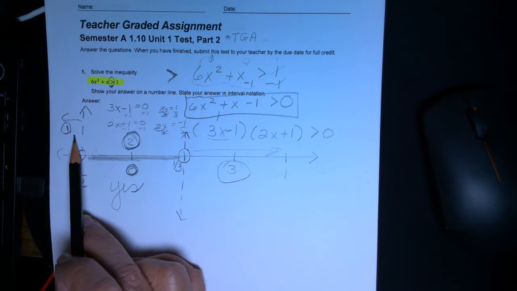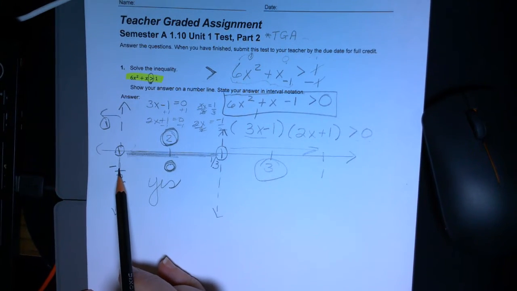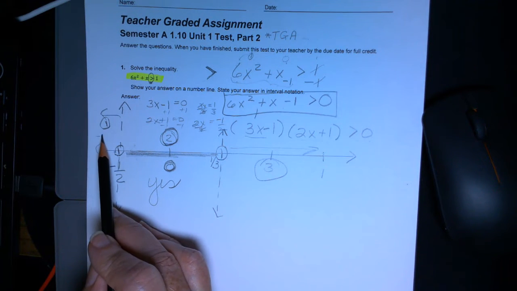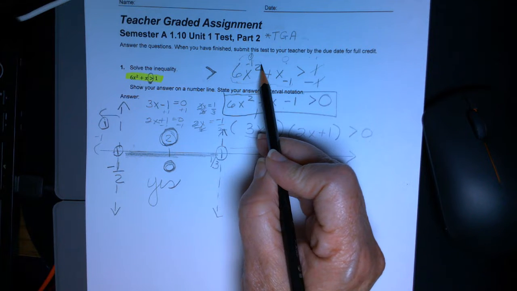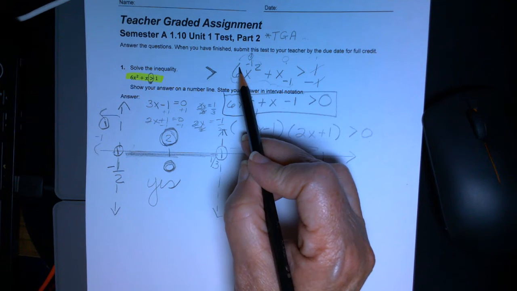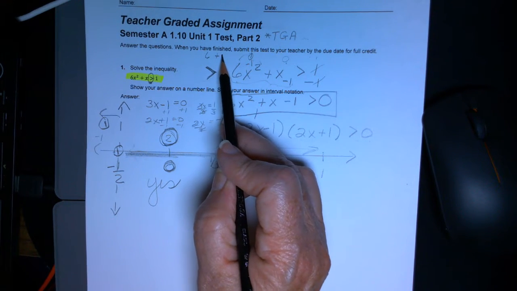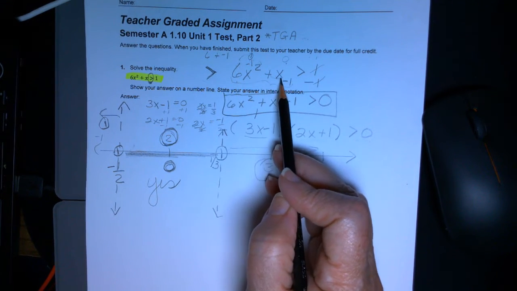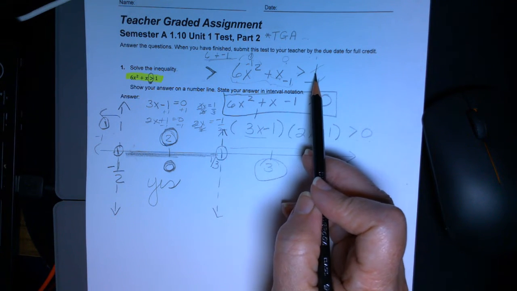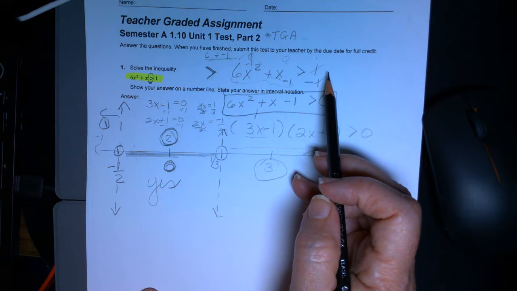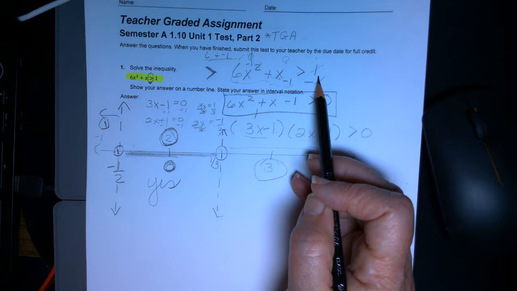So now I'm going to move over here to the left. Anything that's less than -1/2, I'll choose -1. So I'll put -1 and square it. -1 squared is +1 times 6 is +6. Plus -1, we're going to substitute that in everywhere there's an x. We'll get 5. Is 5 greater than 1?